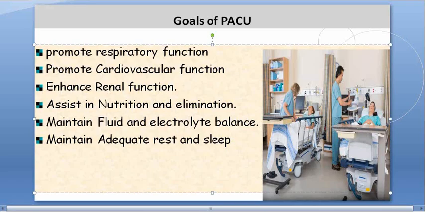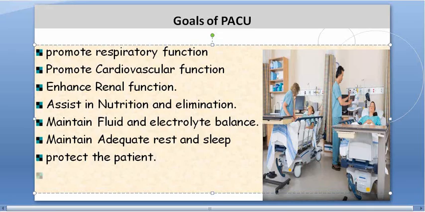Okay, protecting the patient and preventing complications should be our major goal. Other than that, some other goals of PACU are promoting the respiratory function. Now, I told you that the patient can go into complications. It could be respiratory complications, cardiovascular complications, renal complications and all. So what do you have to do? You have to promote respiratory function.